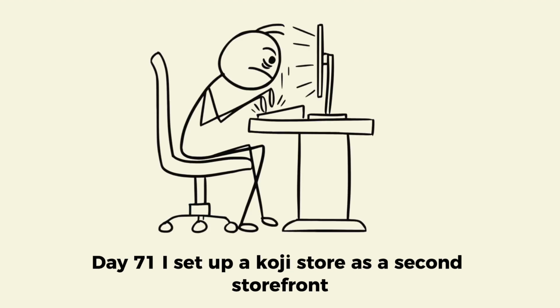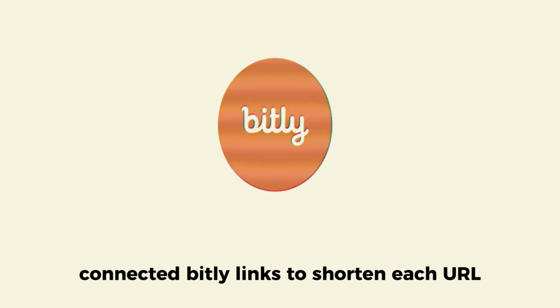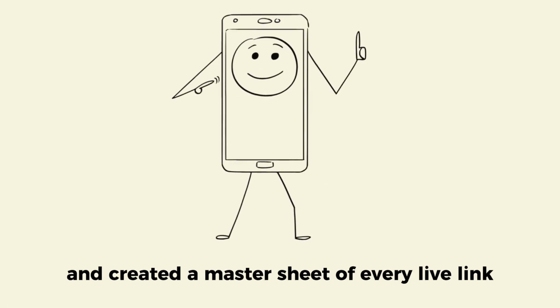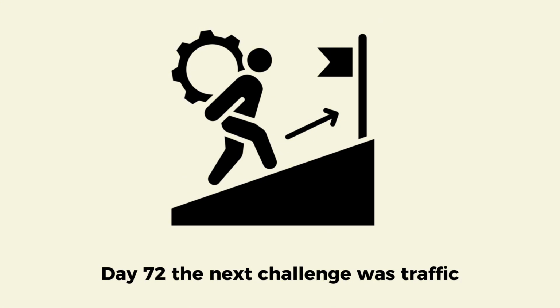Day 71. I set up a Koji store as a second storefront. Its layout worked better on mobile. I uploaded the same products, connected bit.ly links to shorten each URL, and created a master sheet of every live link.